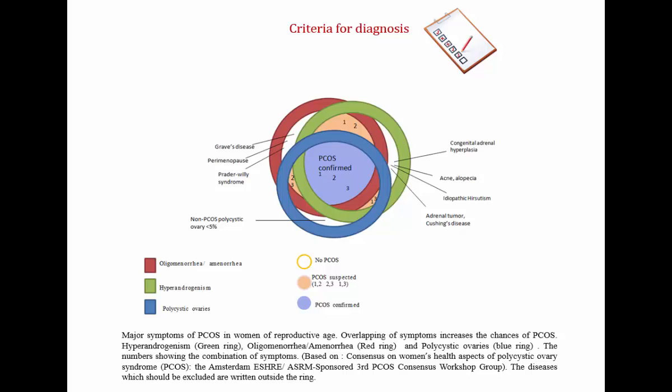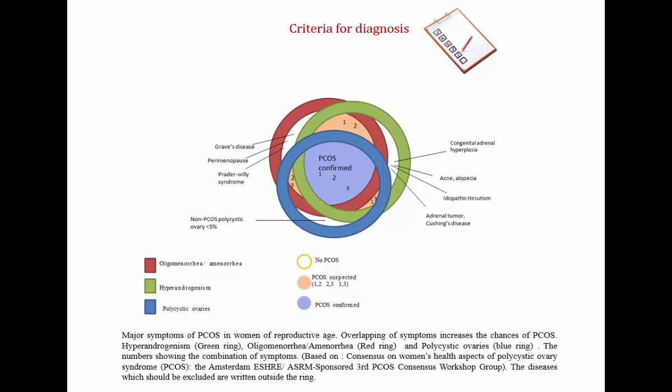It also occurs in perimenopause and Prader-Willi syndrome. It's a hereditary disease, Prader-Willi syndrome. So these are the causes of oligomenorrhea or amenorrhea. But one of the symptoms of PCOS is also amenorrhea. So we see other symptoms, whether hyperandrogenism is present or not.